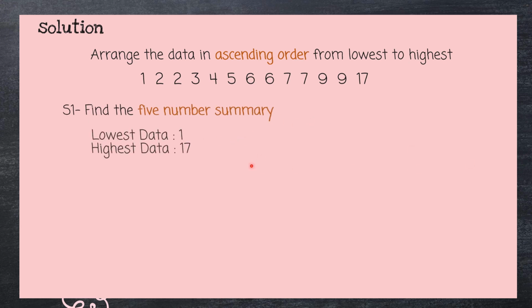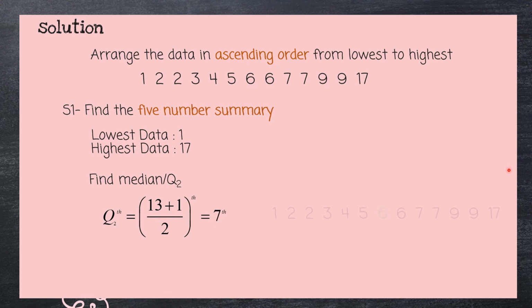So first, the lowest data is 1 and the highest data is 17. Next, find the median or second quartile. By using the formula n plus 1 over 2, the median is on the 7th observation. Therefore, the median is 6.